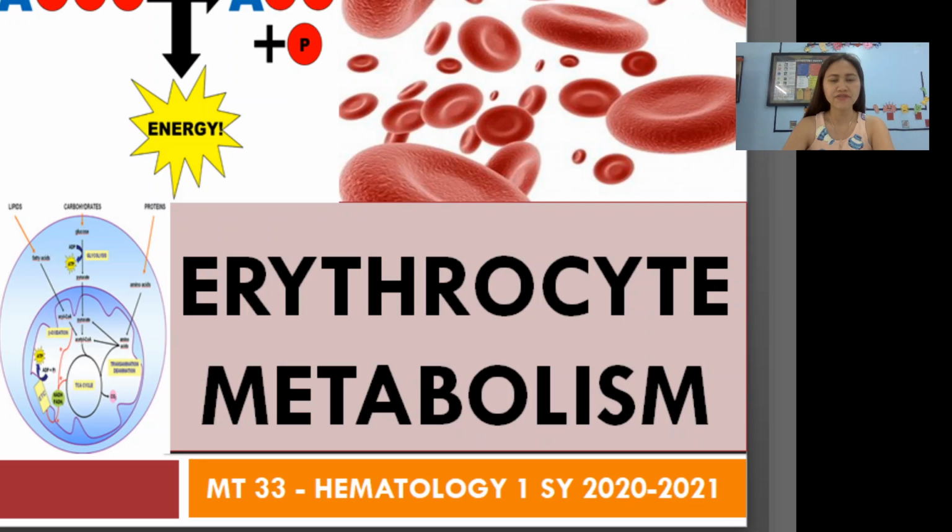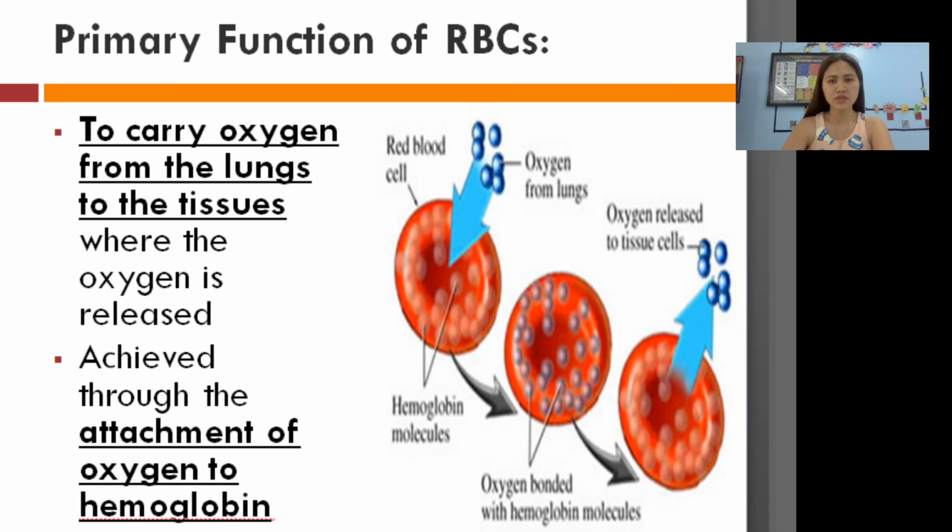Good afternoon, everyone. For this session, we're going to discuss erythrocyte metabolism. Last time, we talked about the primary function of RBCs. Yes, the primary function is to carry oxygen from the lungs to the different parts of the body, particularly to the tissues or cells where oxygen is released. And this is achieved through attachment of oxygen to the hemoglobin molecule.